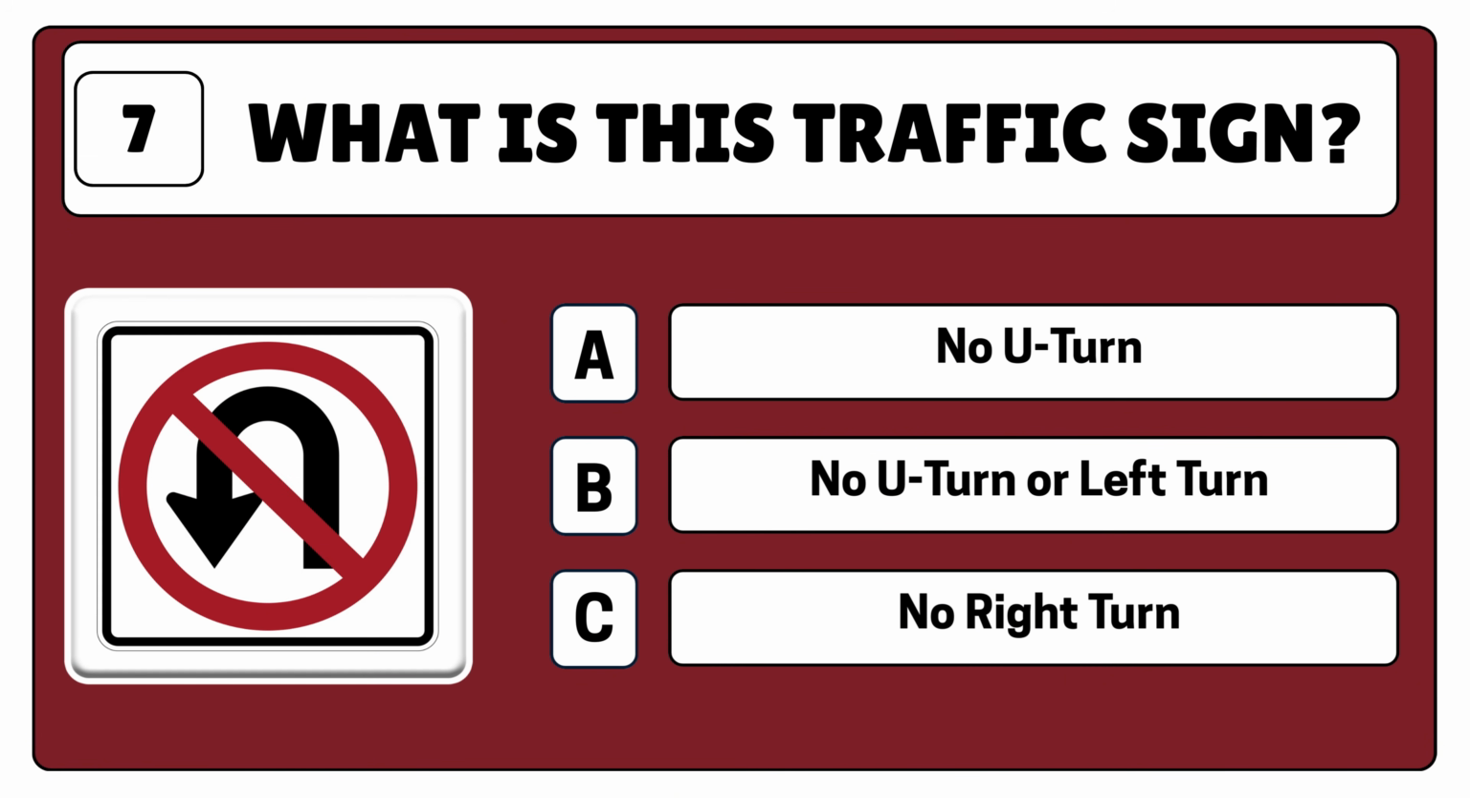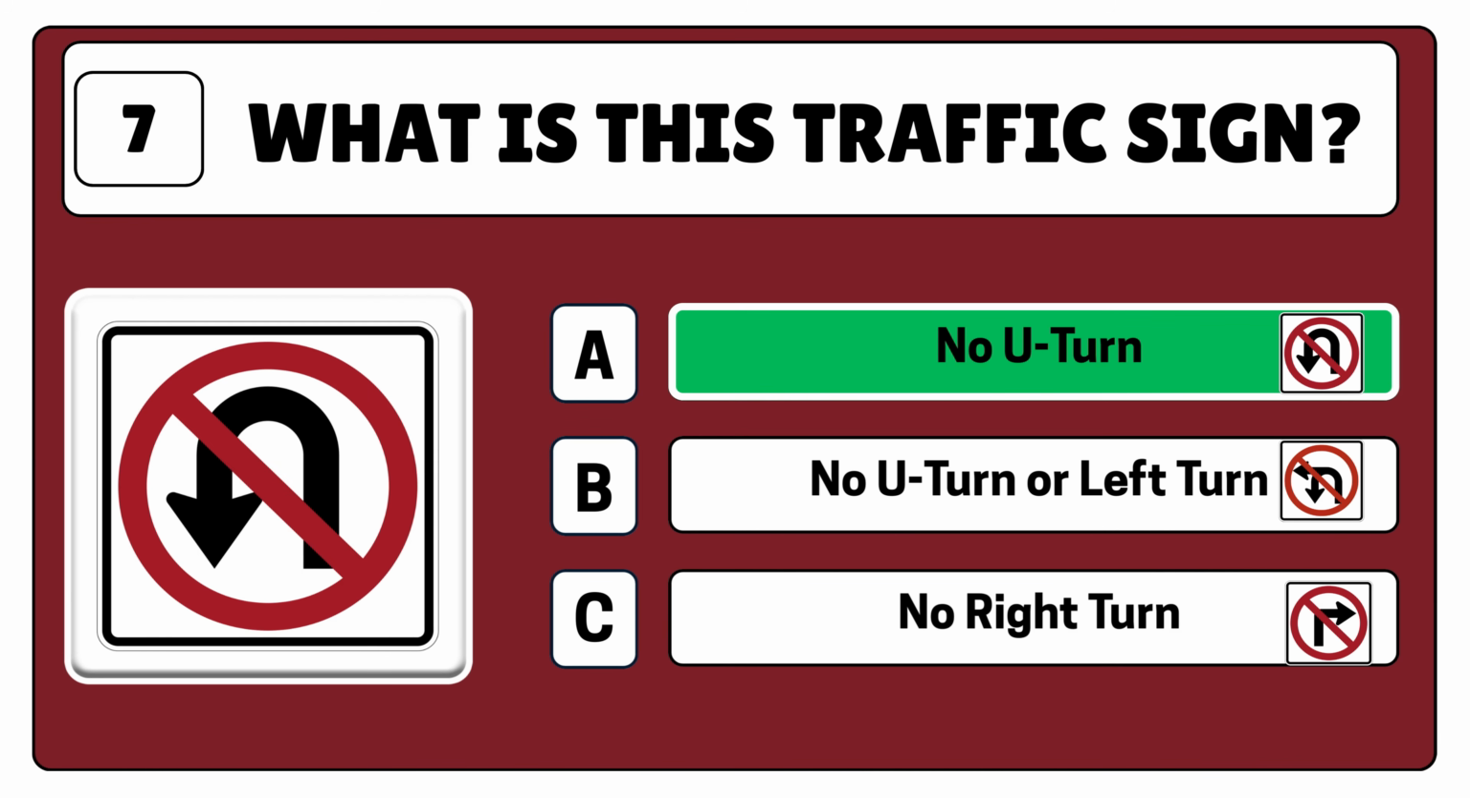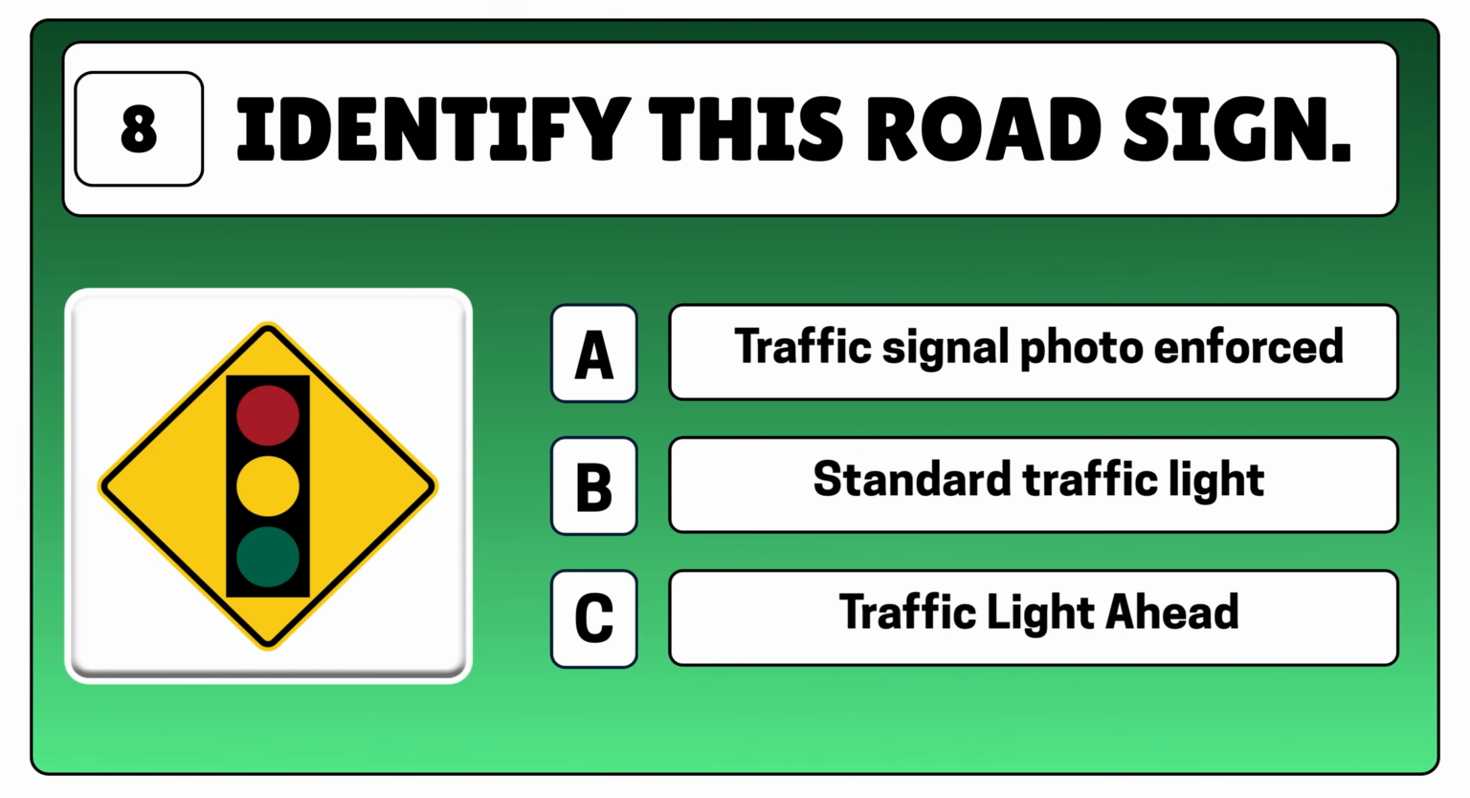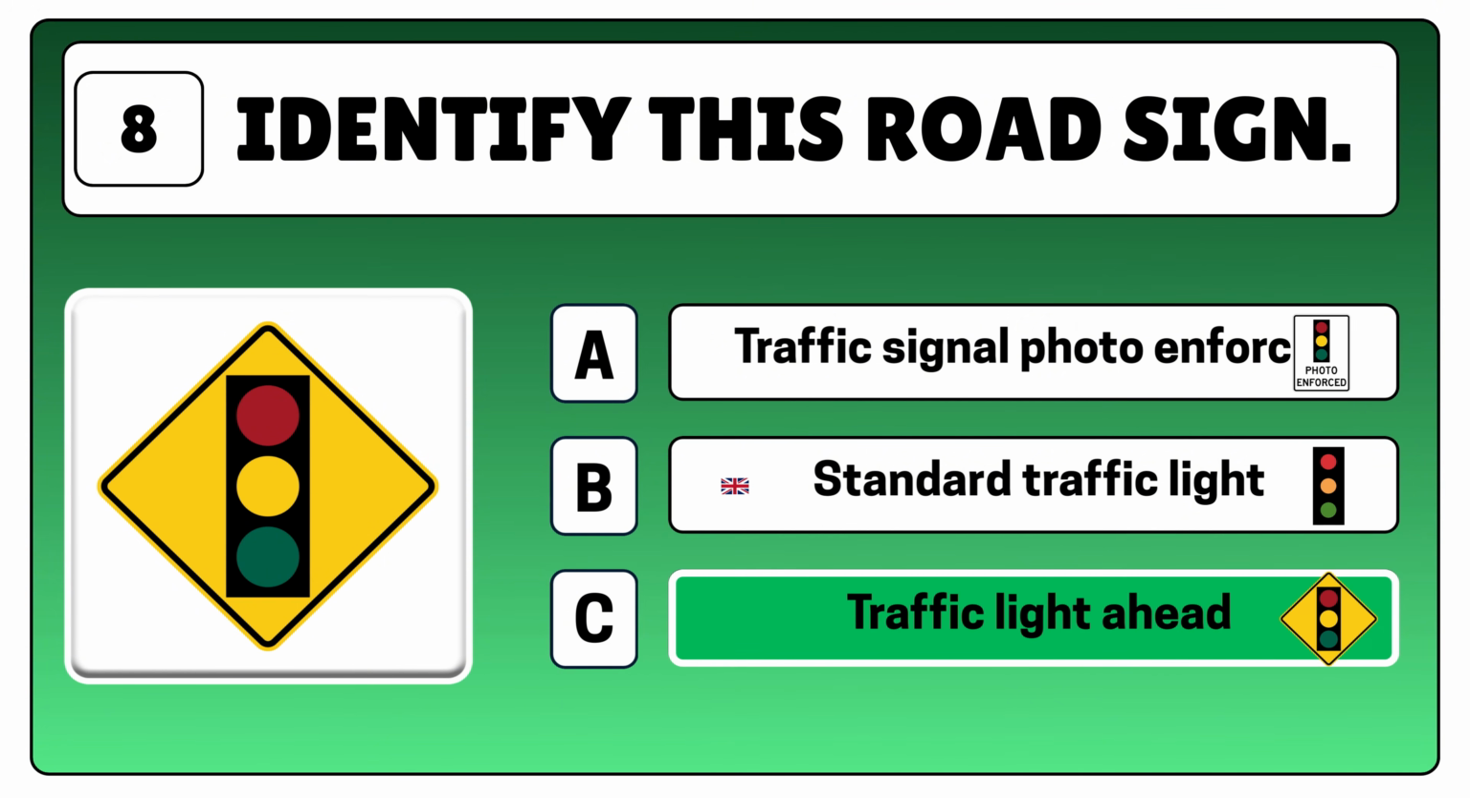What is this traffic sign? Correct. That is the no U-turn sign. Identify this traffic sign. Good observation. This is a traffic light ahead sign.